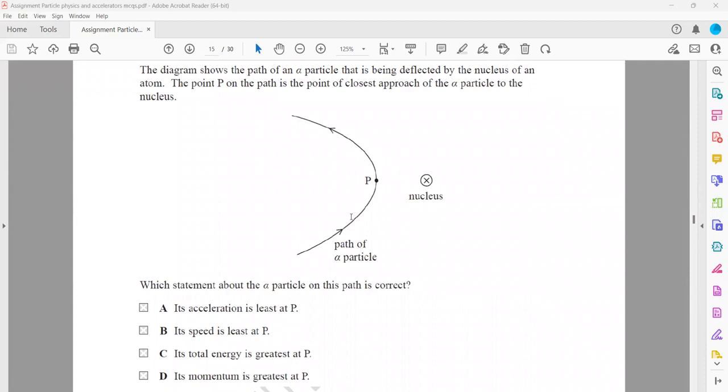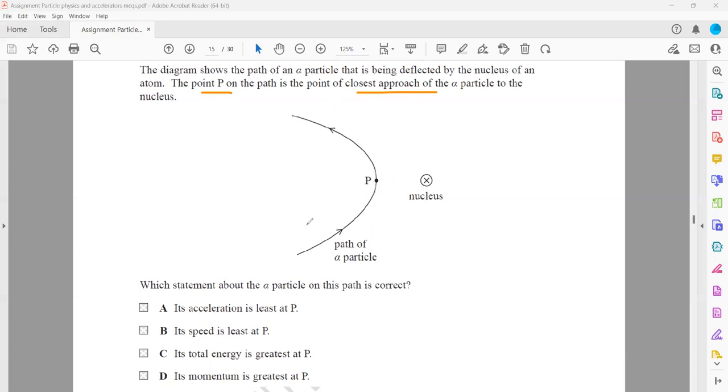Question 24. The diagram shows the path of an alpha particle being deflected by the nucleus of an atom. The point P on the path is the point of closest approach of the alpha particle to the nucleus. Which of the statements about the alpha particle on this path is correct? Its acceleration is least at P? That is the maximum acceleration, because it is also changing direction.